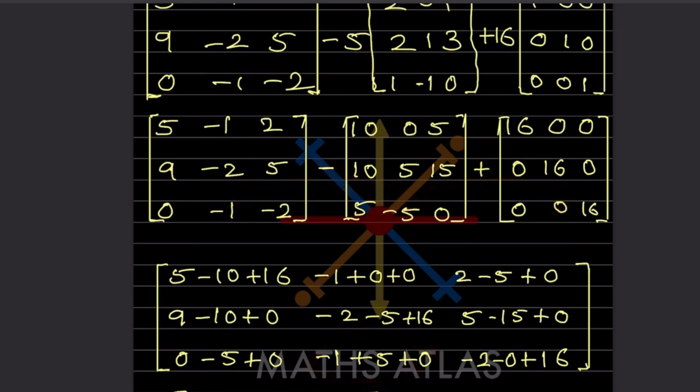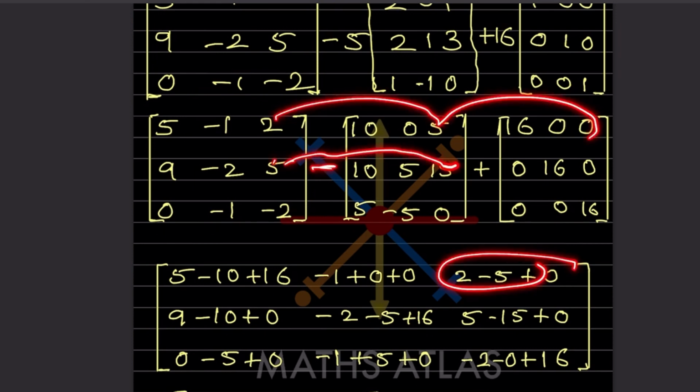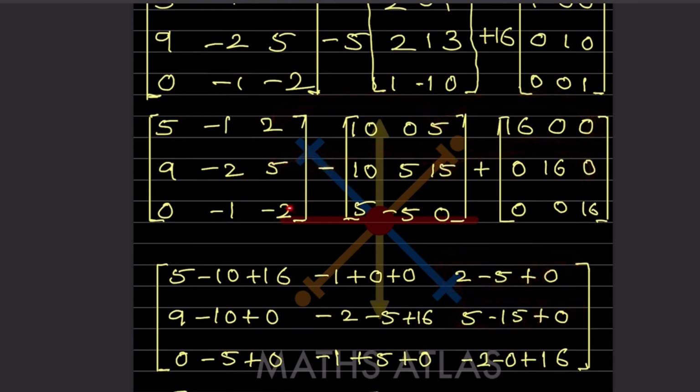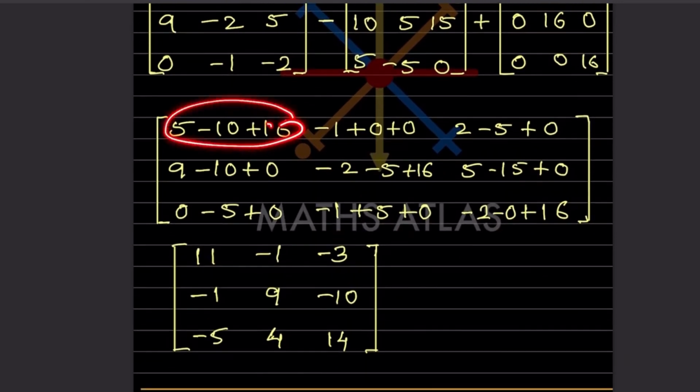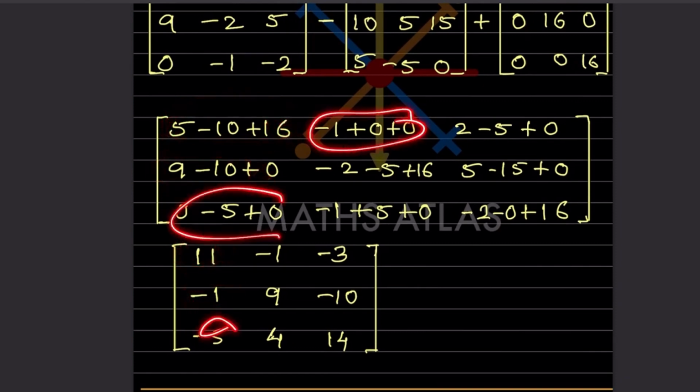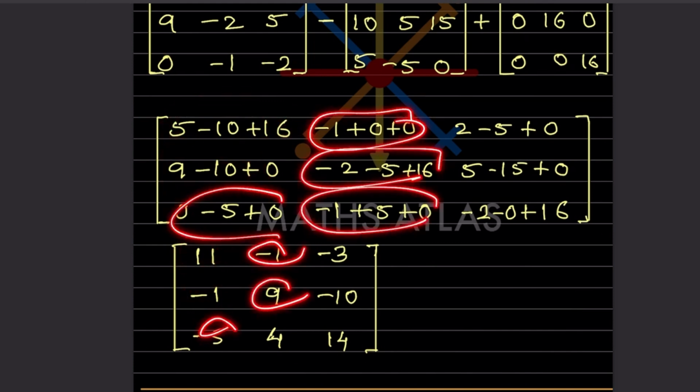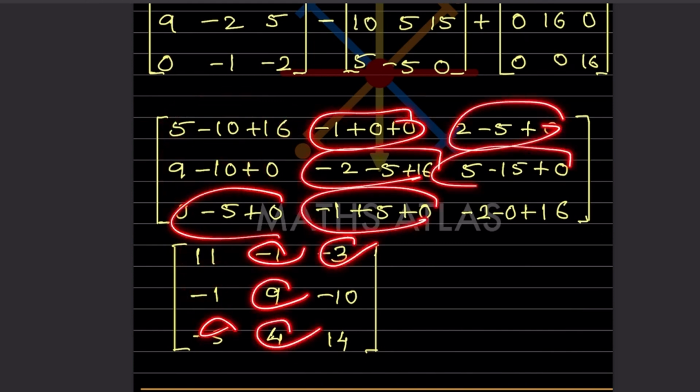Now we will go for the third one. That will be 2 minus 5 and 0. 2 minus 1 because this is minus. Then 5 minus 15 and 0. So this one. And here see here minus 2, and this will be 0 and 16. So minus 2, minus 0 and 16. So when you add this all, you will get 11. This one. So this is the answer.